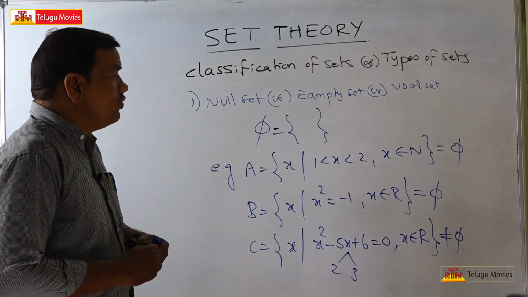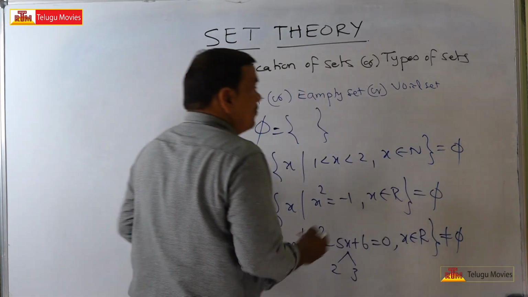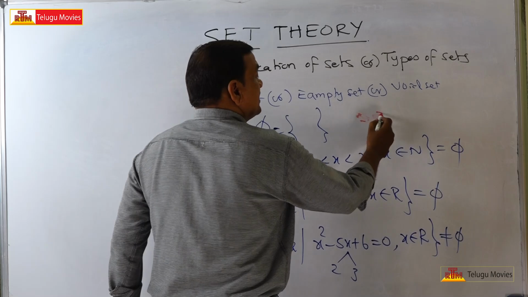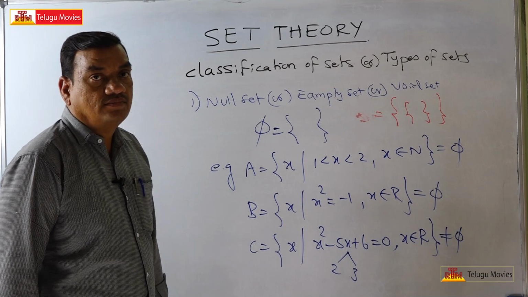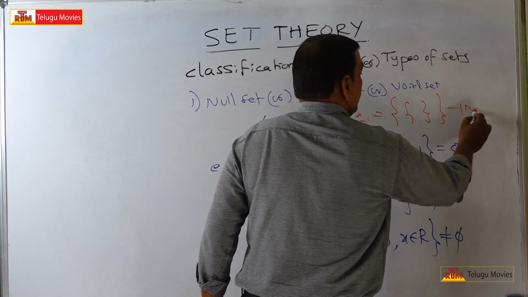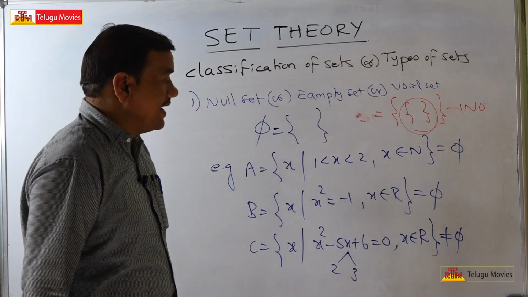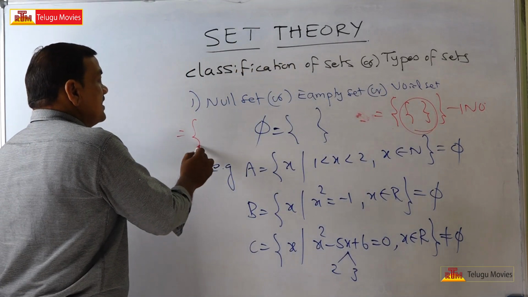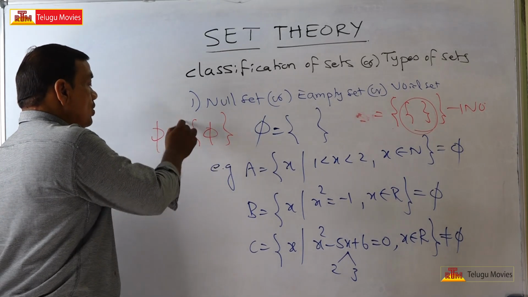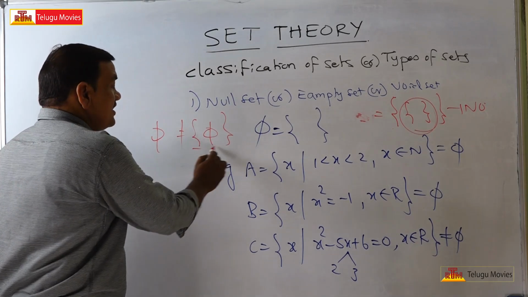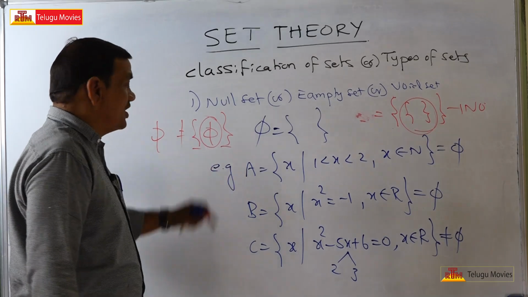Now, I will write one thing here. Tell me whether it is an empty set or not. For example, there is a set written like this. Is it an empty set? No. Why? Because it is a set consisting of another set, the empty set. Therefore, it is not an empty set. For example, I wrote a set like this. Is it an empty set? No, it is not an empty set. Why? Because it is a set consisting of the element null set, the empty set. That's why it is not an empty set.